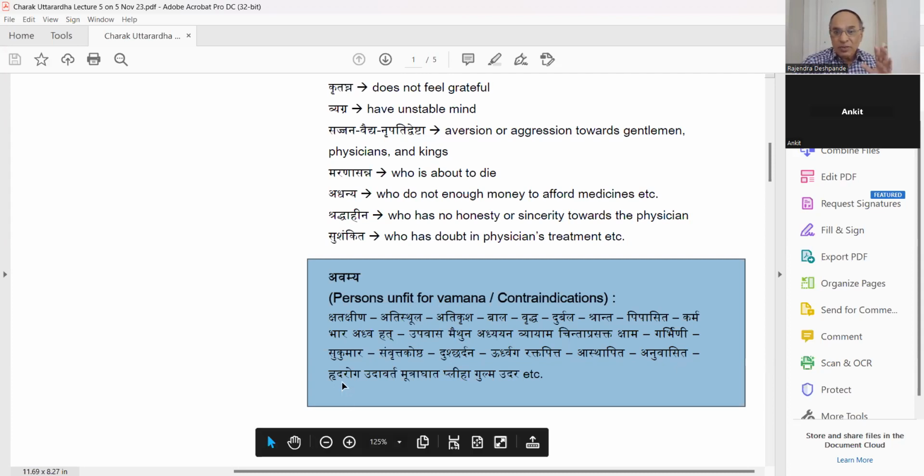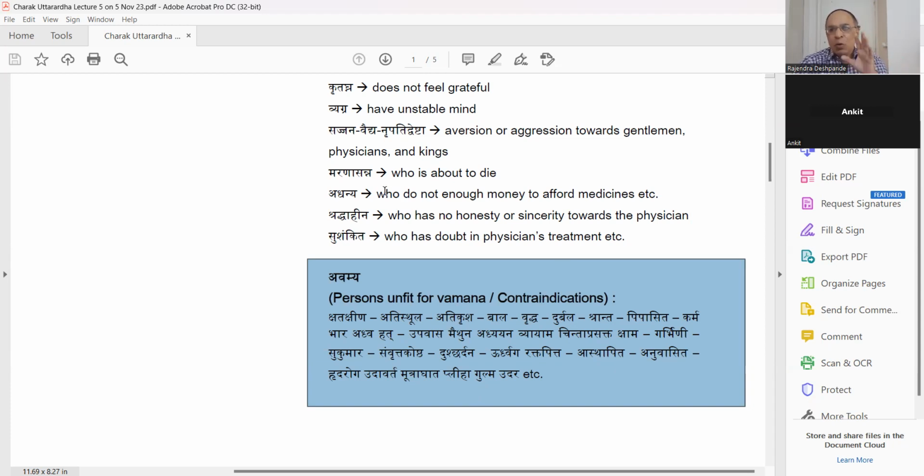Hrudrogi, cardiac problems, angina pectoris, myocardial infarction, do not give. Mutra Ghat, problem with the urine, Pliha, splenomegaly, Gulma, tumors, Udara, ascites. So all these patients should be avoided because of less tolerance. Tolerance is not there, weakness is there, Ojas is less, immunity is less. Okay, so now we will go further.